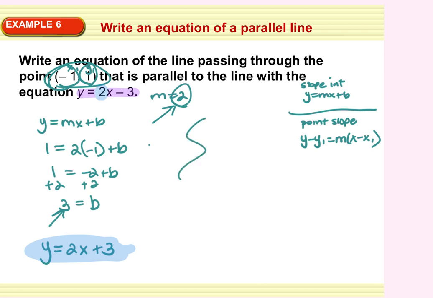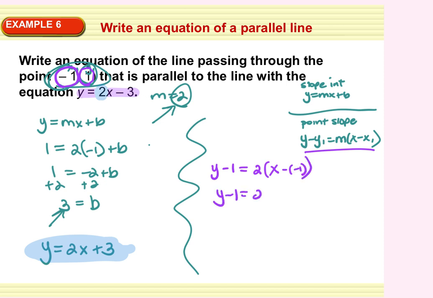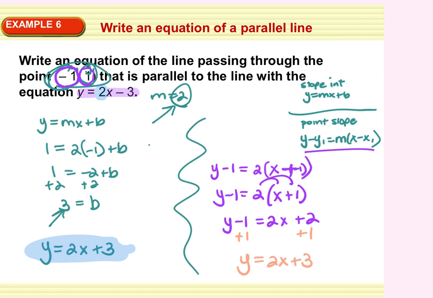The other way is using point-slope. So I use this equation. y stays as y, minus, I use the 1 as my y1. m is 2. The x stays as x. The x1 is -1, so minus a negative 1. I get y - 1 = 2 times, this is plus, (x + 1). Distribute the 2. y - 1 = 2x + 2. And then add the 1. So both ways get you the same answer. Both ways are acceptable. It's just a matter of preference.